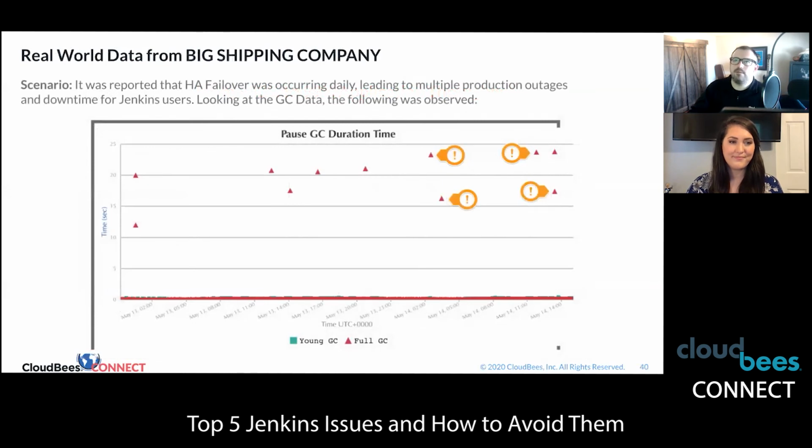Here's another example of real world data from a big shipping company that we worked with. The scenario here was that it was reported that HA failovers were occurring daily, leading to multiple production outages and downtime for Jenkins users. Now looking at this garbage collection data, the following was observed. Note that on the left-hand side, the time is in seconds, and we see several GC pauses that are well above 20 seconds. Well, if my HA failover time is less than 20 seconds, then this means that it's going to initiate an HA failover.